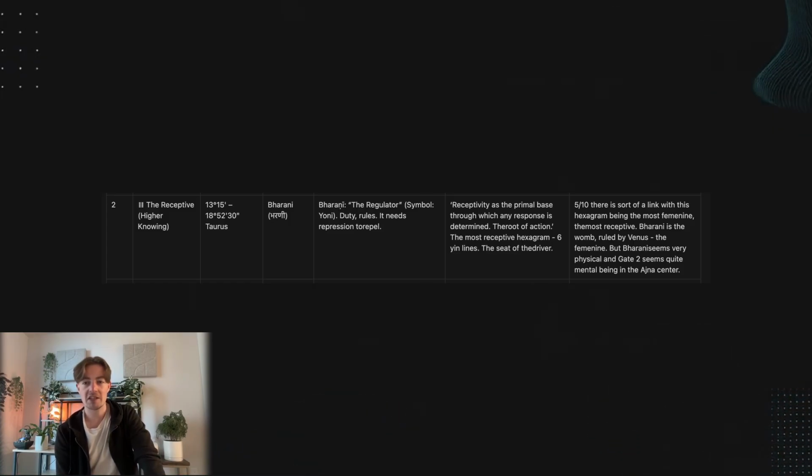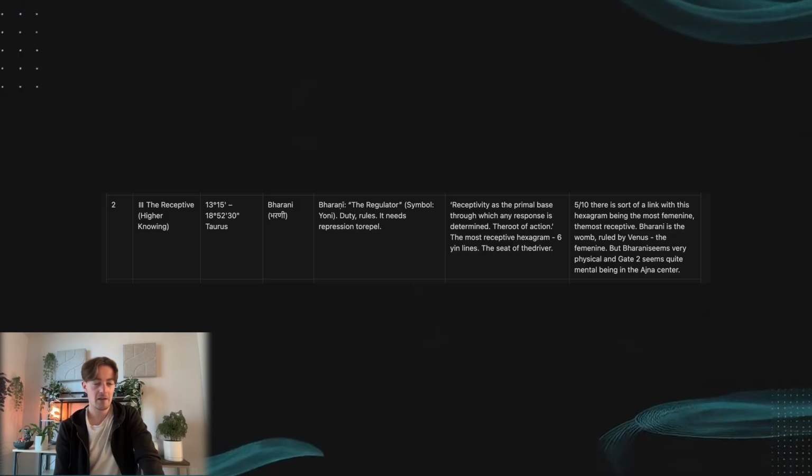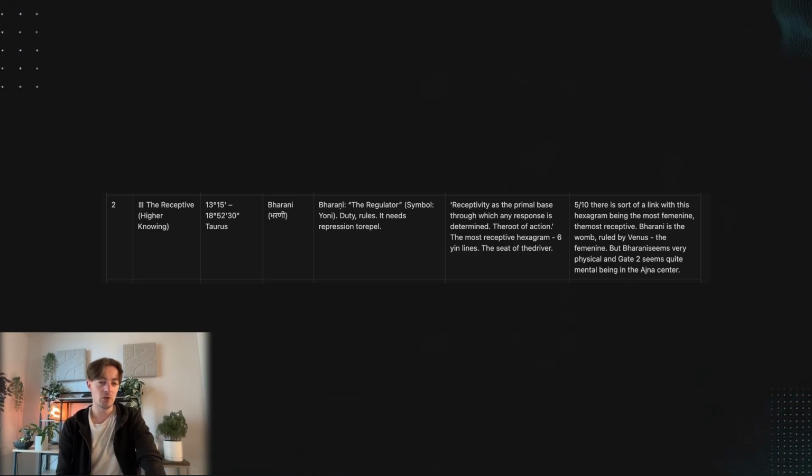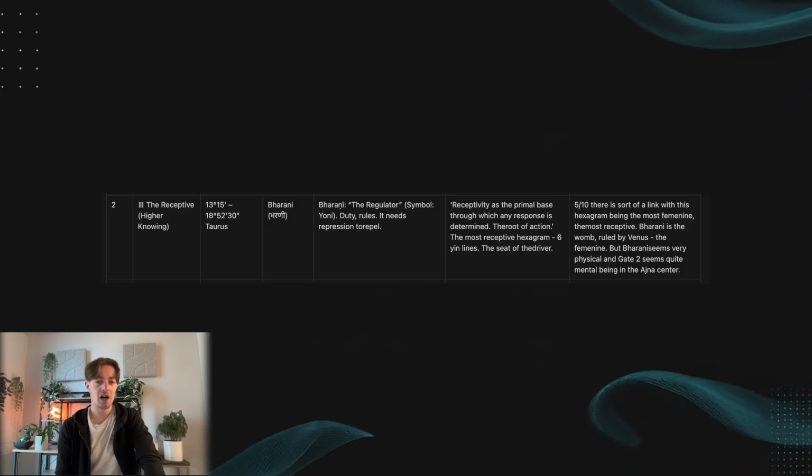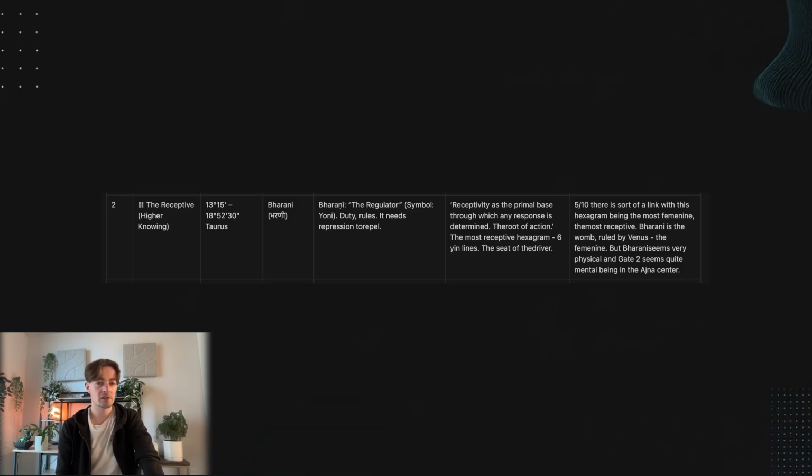Now, this is really the seat of the driver. So receptivity as the primal base through which any response is determined, the root of action. So it's really about being highly receptive to things, being receptive to higher intuitive understanding, being open to intuitive insights, higher knowing, intuitions. So I've given it a 5 out of 10.